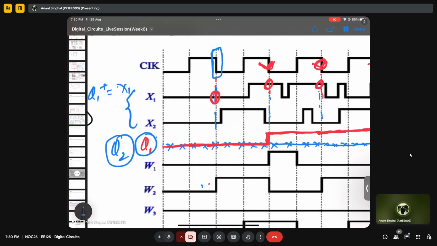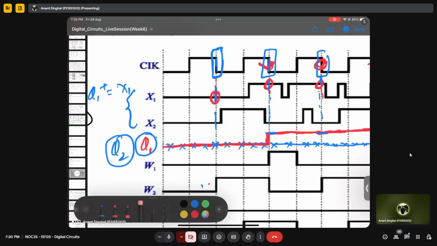Yeah, the transition only happens at the negative edge triggering. Here you see X is 0, so it should remain 0. Here, at the transition, X is 1, so it should remain 1. Here, at the transition, X is 1, so it should always remain 1. It does not care about what is happening in between. It only triggers when there is a negative edge of the clock.